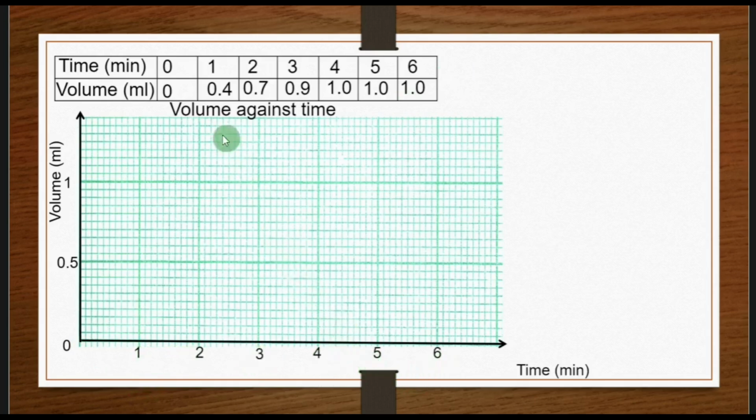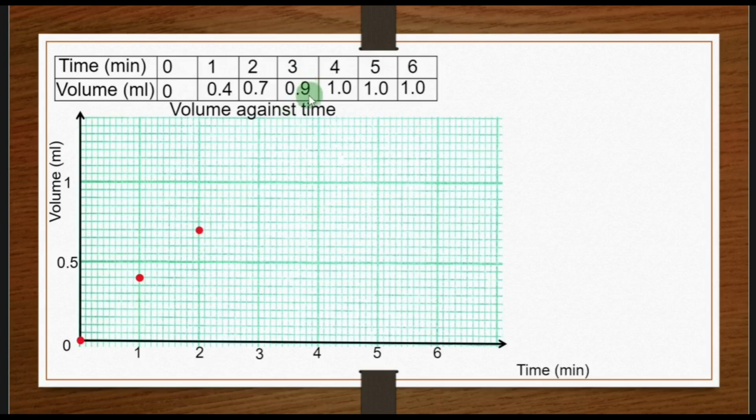Then I'll begin plotting 0, 0. It's actually here, 0, 0. Then here 1, 0.4. So 1 is here, 0.4. So where is the 0.4? We'll say 0.1, 0.2, 0.3, 0.4 there. Then here 2, 0.7. So 2 is here. If this is 0.5, 0.6, 0.7, somewhere there.